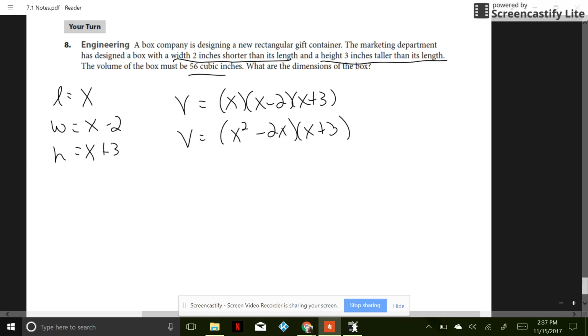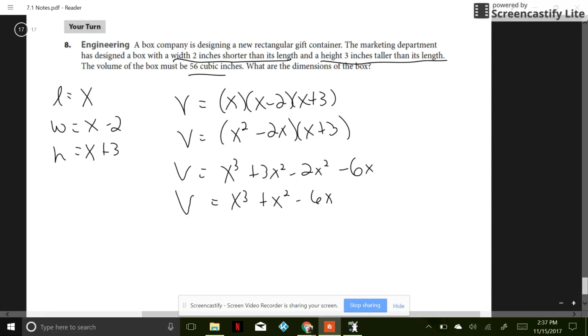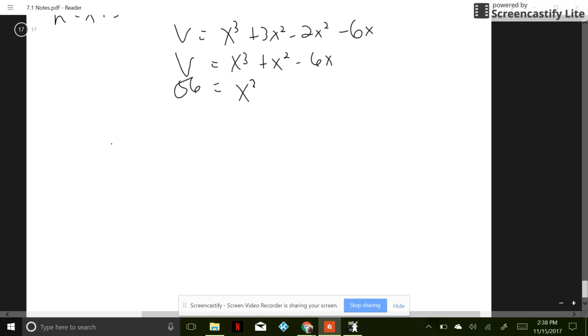x plus 3, you get x cubed plus 3x squared minus 2x squared minus 6x. Combining like terms, x cubed plus x squared minus 6x. Now remember they said the volume is supposed to be 56. So that's all equal to that. We can move that 56 over to the other side. Get x cubed plus x squared minus 6x minus 56 equals 0.